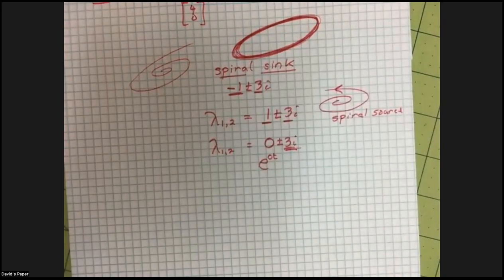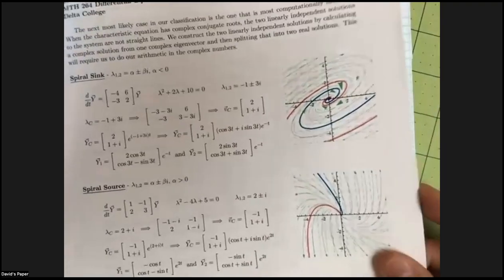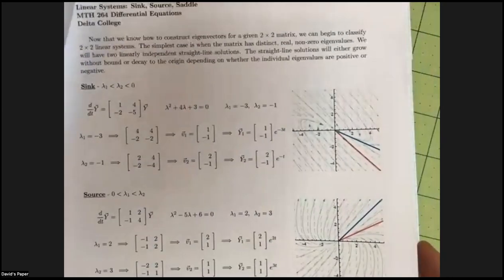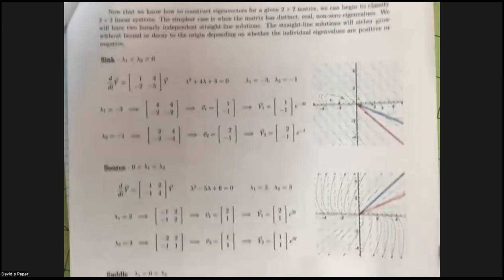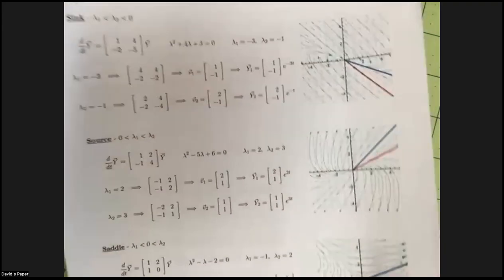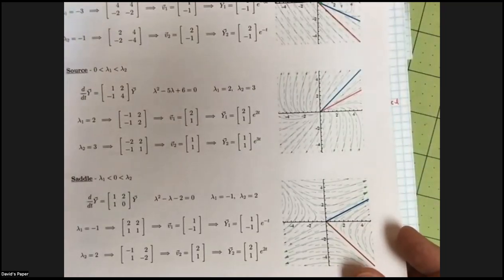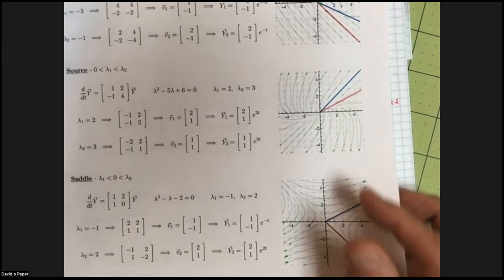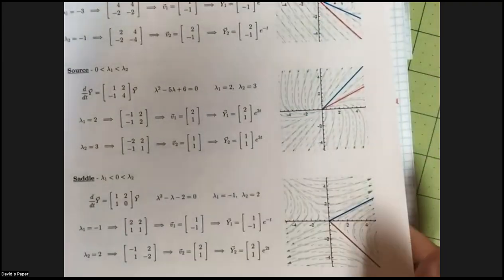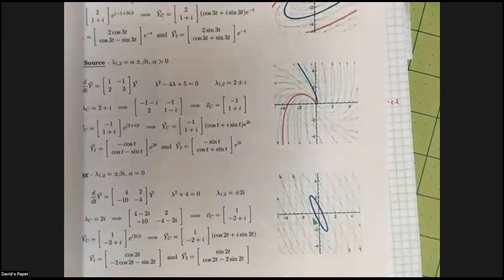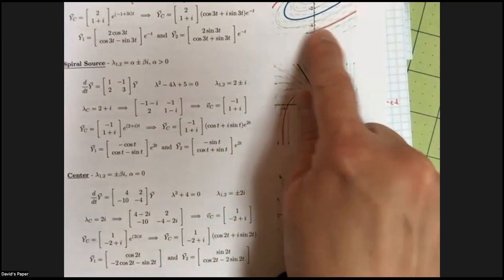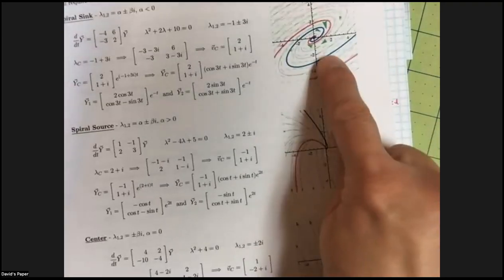And so I'm going to pull out your handy notebook over here, where what I'm going to give you is samples of every type of solution. So here's a sink, source, saddle page. And it may be hard to see under this camera, but these are colored. I'm showing you the straight line solutions. I should have shown you two halves, but I just showed you the two basic solutions. Here is a spiral sink. I'm going in towards the origin.